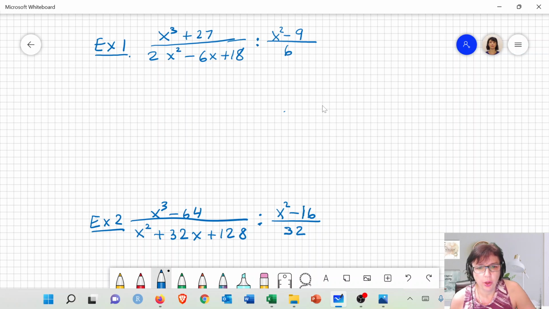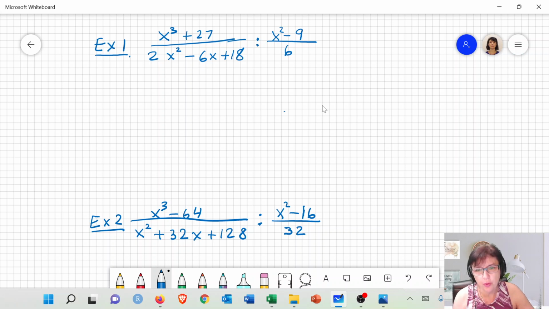Okay, everyone. So the last few examples are going to be probably the hardest you're going to see in this course. So just hang tight. I know it's going to be hard, but you can do it. Okay. So what we want to do is divide the rational expressions.